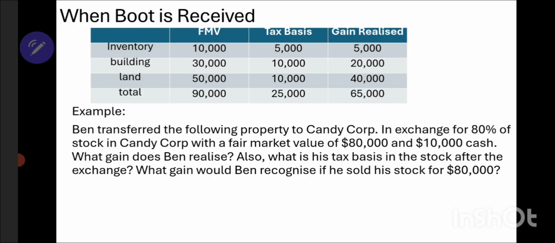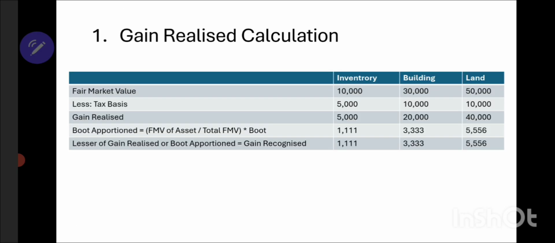So in this example, Ben transferred the following property to Candy Corp in exchange for 80% of stock in Candy Corp with a fair market value of $80,000, and we also received $10,000 cash. This is the boot. What gain does Ben realize? Okay, so when boot is received, this is a more challenging calculation. Okay, so let's move on to this next slide. Gain realized calculation.